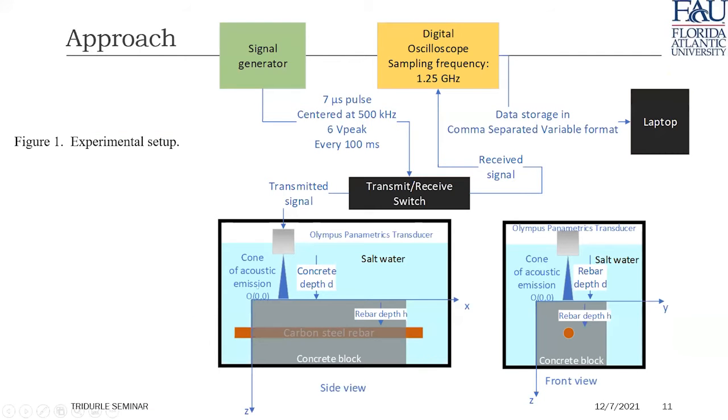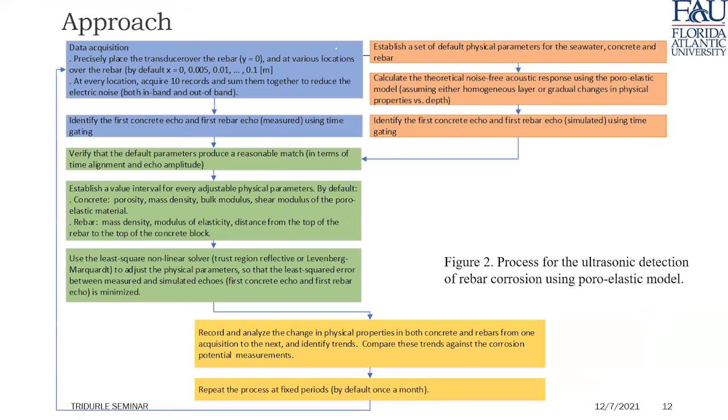Then after that, when the echoes are received, they are acquired using a digital oscilloscope with an acquisition system sampled at 1.25 gigahertz, stored on the laptop and post-processed. Now, the approach consists of individual steps. We have a data acquisition where we place the transducer at various locations along the x-axis, typically every 5 millimeters or 1 centimeter. And every time we acquire at least 10 records to perform time averaging.